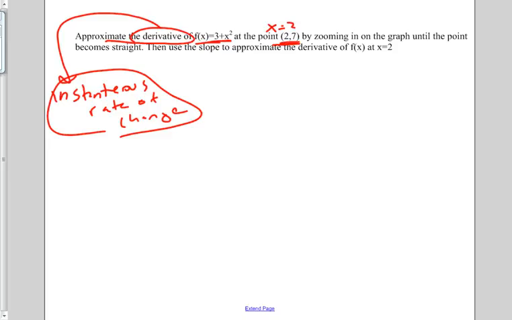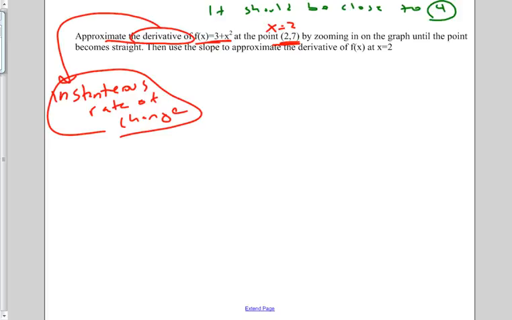So we know that it should be close to 4. Whatever we get should be close to 4 because that's what we found in the previous example. It's the same function at the same point. We're finding the instantaneous rate of change.